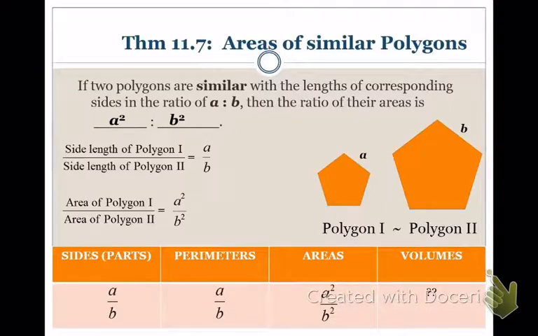Now, we're not going to get into solids and volumes right now, but if we were, how do you think the volumes would be related? Since the perimeters are just the same as the scale factor, A to B, the areas would be related as A squared to B squared. What about the volumes? Okay, well, hopefully you're saying to yourself, oh, well, just cube them, A cubed to B cubed, and that would be it.